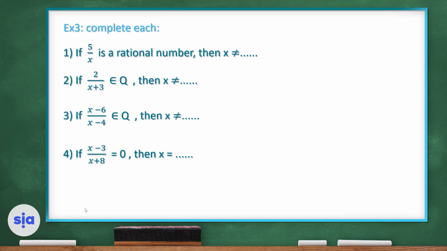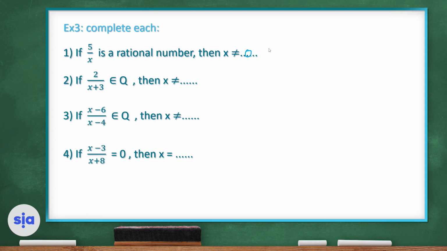Exercise number 3, complete each of the following. If 5 over x is a rational number, then x is not equal to what? Again, we said rational numbers are numbers that can be written as a fraction where the denominator cannot be 0. Here, for sure, x cannot be 0.